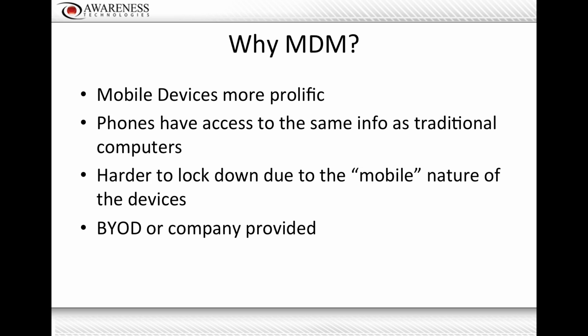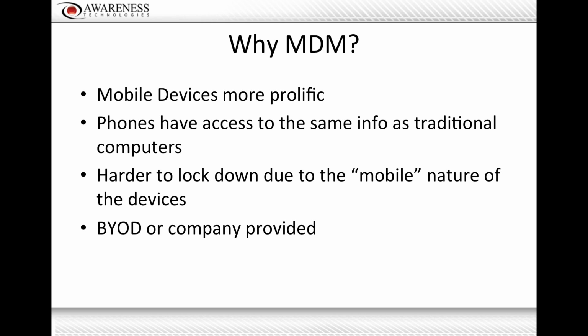And really, these smartphones have the same access level, the same info level as a traditional computer. They can do all the things that your traditional computer can do. They can email, they can web surf, they can get copies of files saved to them, they can access Dropbox. So they're basically little computers in your hand. The problem is that unlike a regular computer, which tends to sit in your office and you have a level of control over it, these mobile devices are much harder to lock down, in part because of the mobile nature of them, right? They're always out and about, they're in people's pockets, they're walking out of the office with them, they're going on vacation with them.